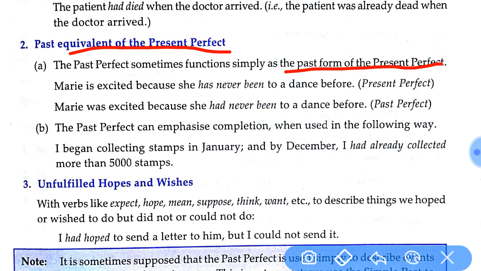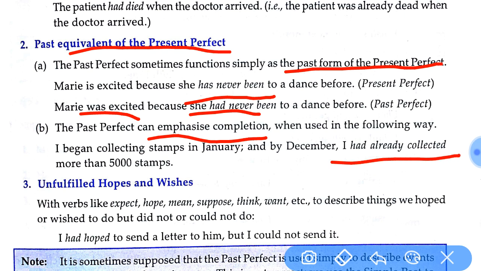For example, Mary is excited because she has never been to a dance before. Now here we can just change that into past perfect. Mary was excited because she had never been to a dance before. Now sometimes it is also used to emphasize completion when used in the following way. For example, I began collecting stamps in January, and by December I had already collected more than 500 stamps.